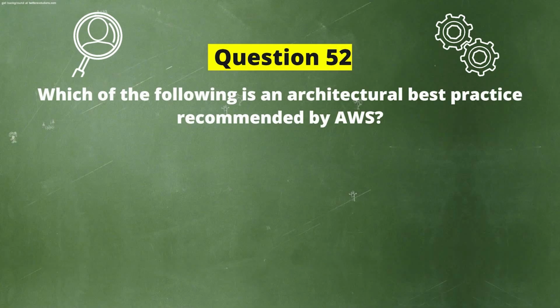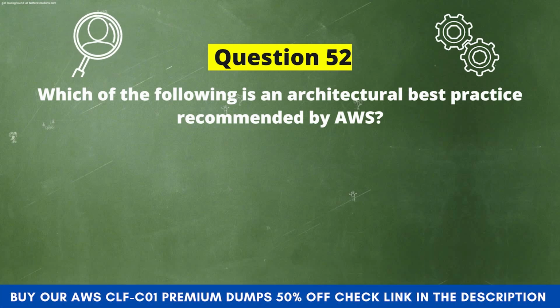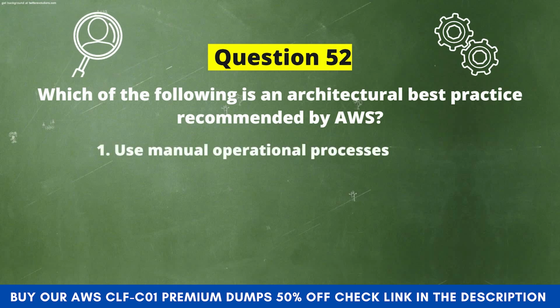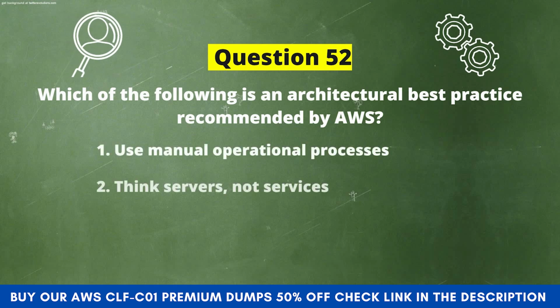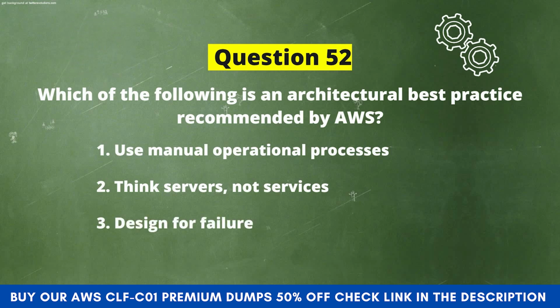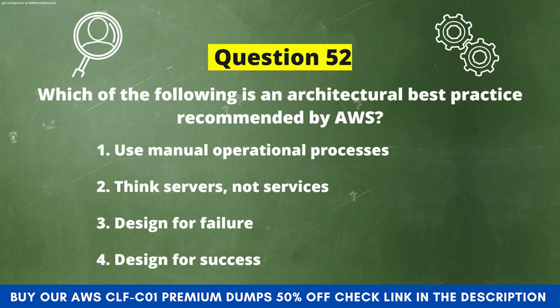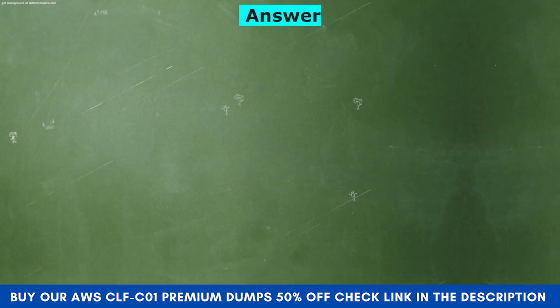Question 52. Which of the following is an architectural best practice recommended by AWS? Now the options are: Option 1, use manual operational processes. Option 2, think servers, not services. Option 3, design for failure. Option 4, design for success. And the correct answer is option 3, design for failure.